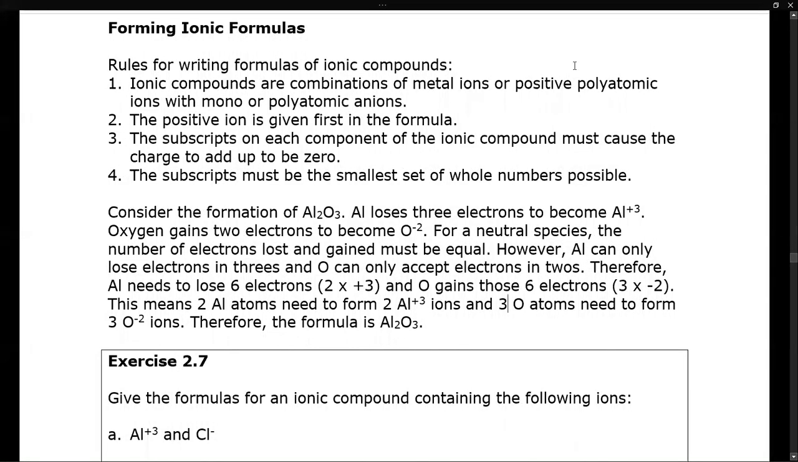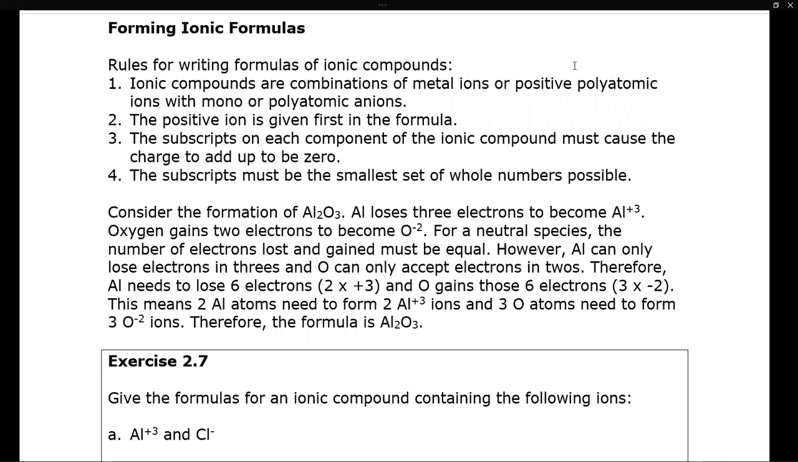Okay, so forming ionic formulas. There are some rules for ionic compounds: metal ions or positive polyatomic ions combine with mono or polyatomic ions. The positive ion is always written first. Don't switch that. The subscripts are going to be such that the charges add to zero. That is, the positive charge has to equal the negative charge. The subscripts need to be the smallest set of whole numbers possible.